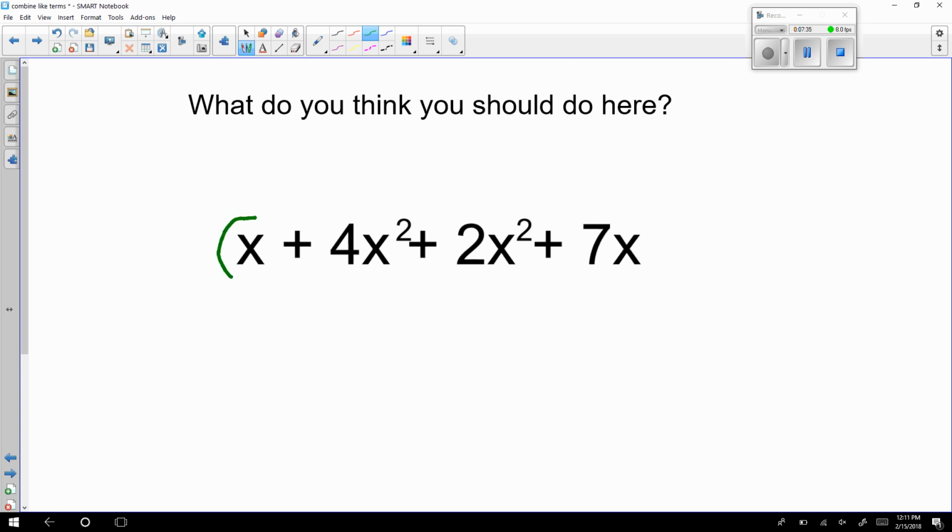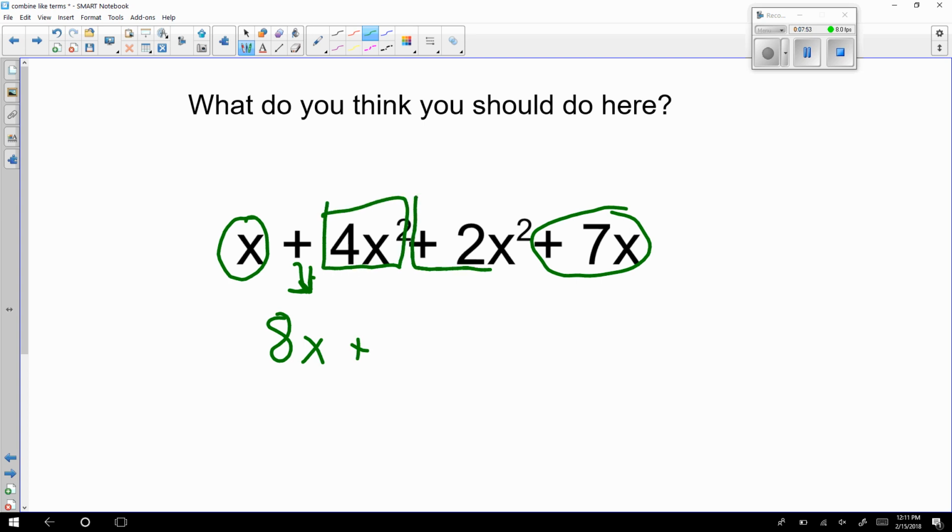So we'll start with x. We ignore these two because they're to the second power. And we have plus 7x. That is 8x. So we're going to bring down this plus. 4x to the second power plus 2x to the second power is 6x to the second power.